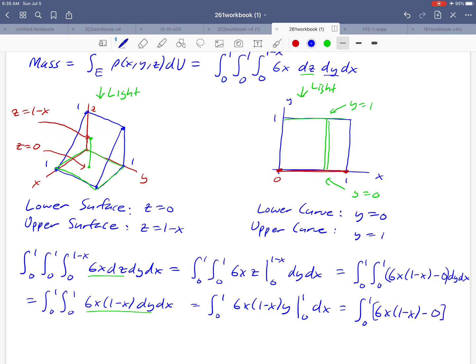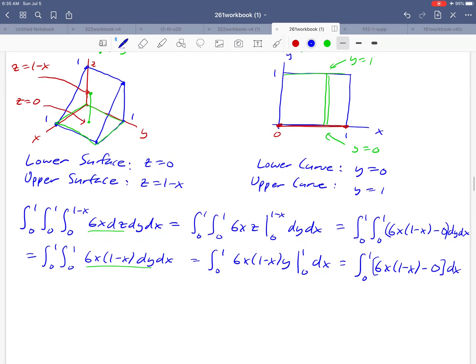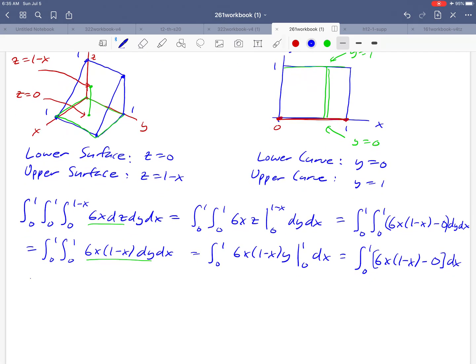This seems to be happening over and over again. And we're integrating with respect to x. Okay, so finally, we've managed to reduce this down just to an ordinary calculus 1 integral. Antiderivative for that is going to be, well, let's first distribute it out. So if we take 6x and multiply it through, we're going to get 6x minus 6x squared. Then a quick antiderivative for that would be 3x squared minus 2x cubed. Evaluate between 1 and 0, and we're going to get an answer of 1. And our unit should be grams in this case.